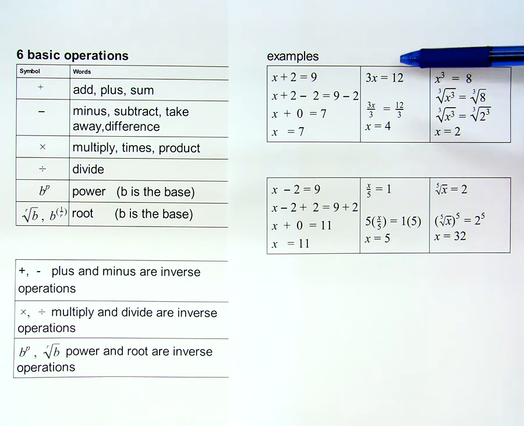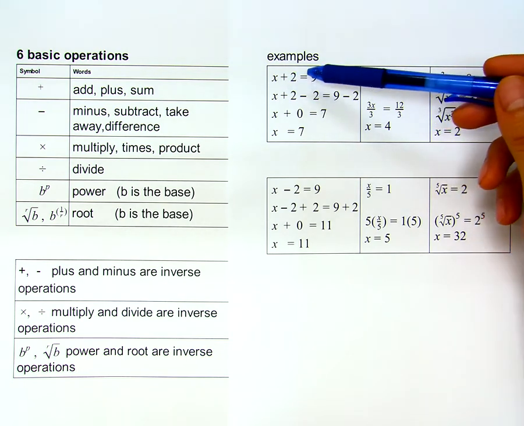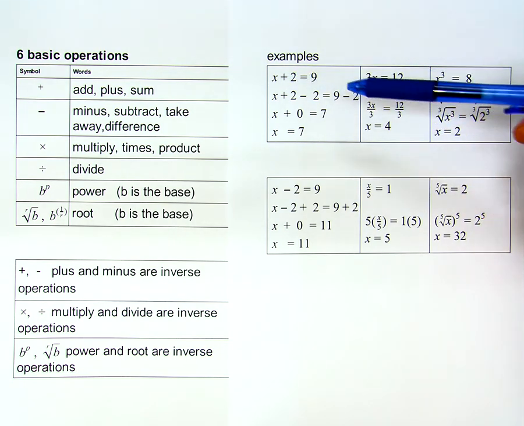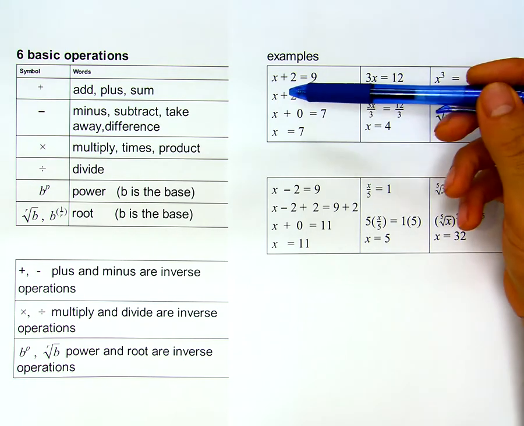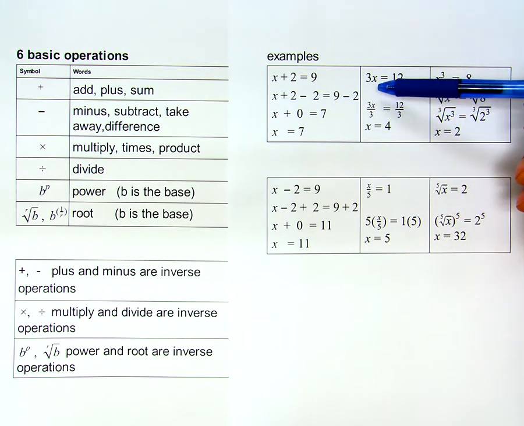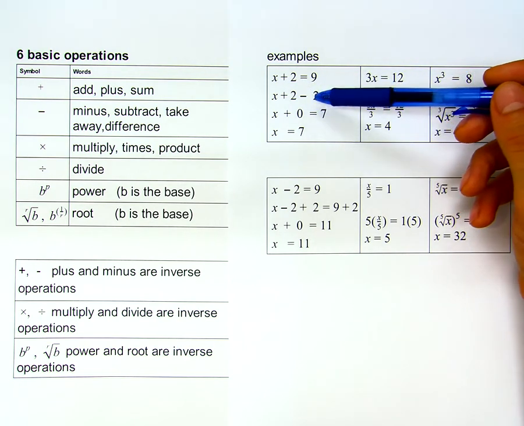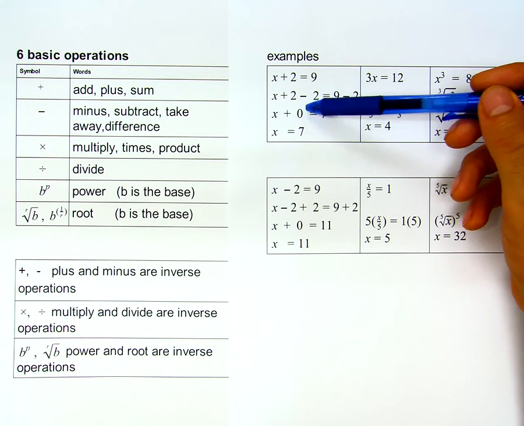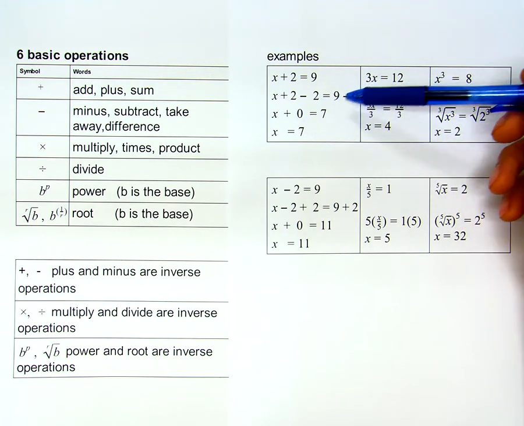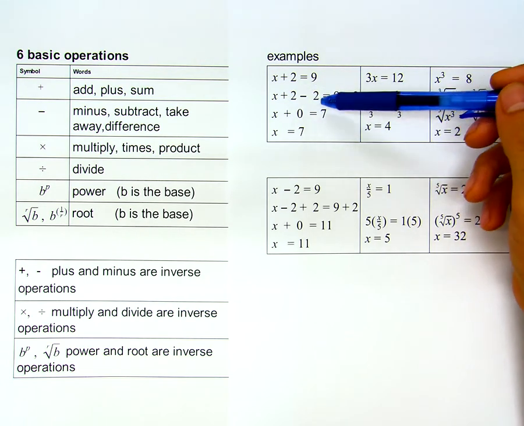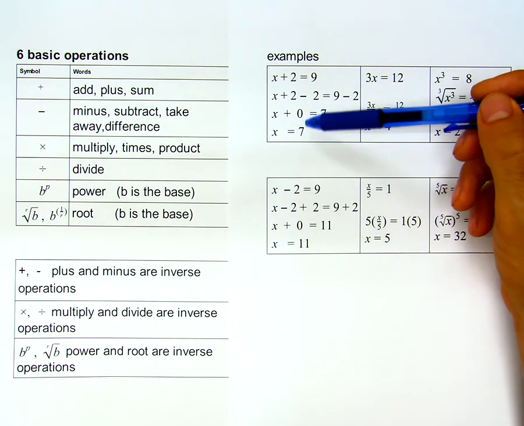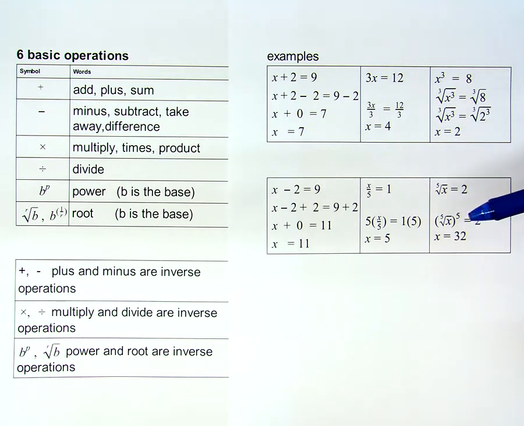Now over here I have examples of equations where I will use this to solve for an unknown number. I start with x plus 2 equals 9. And because add and subtract are opposite, plus and minus are opposite, I will subtract 2 from both sides. X plus 2 minus 2, these two will go away to 0, and 9 minus 2 is 7. I added and subtracted the same number to cancel it out and simplify this to x equals 7.